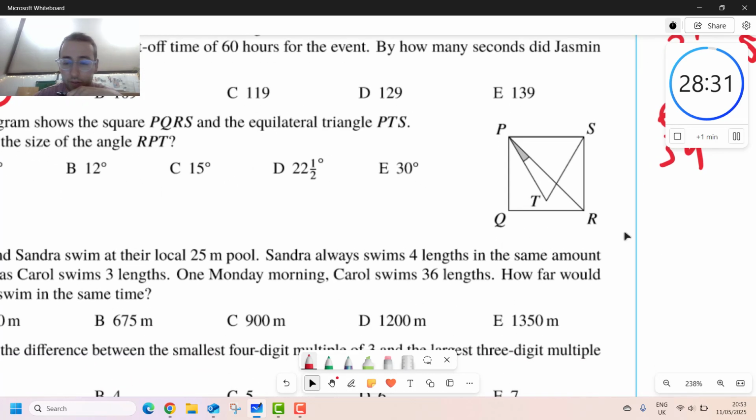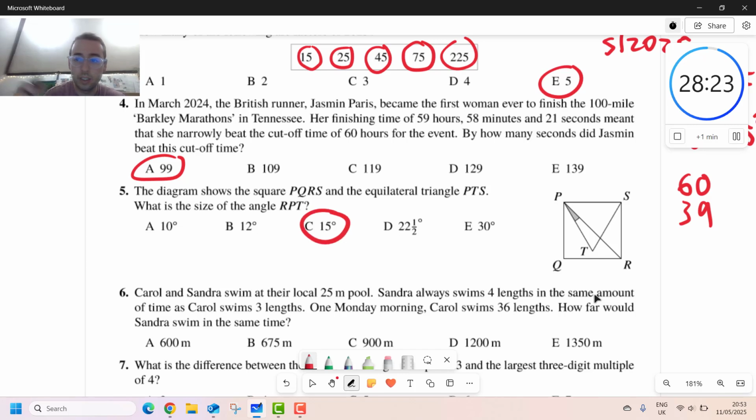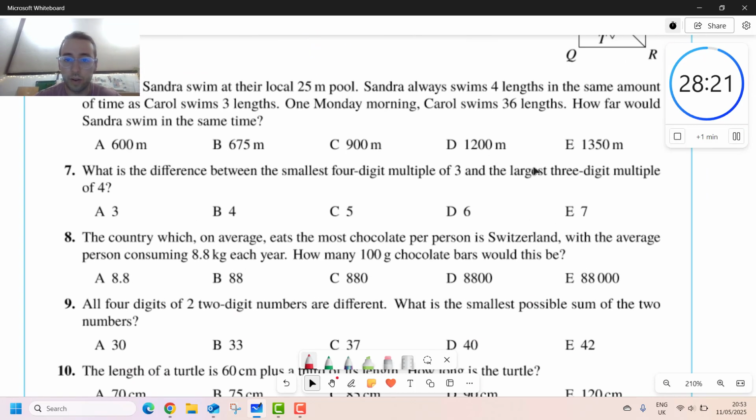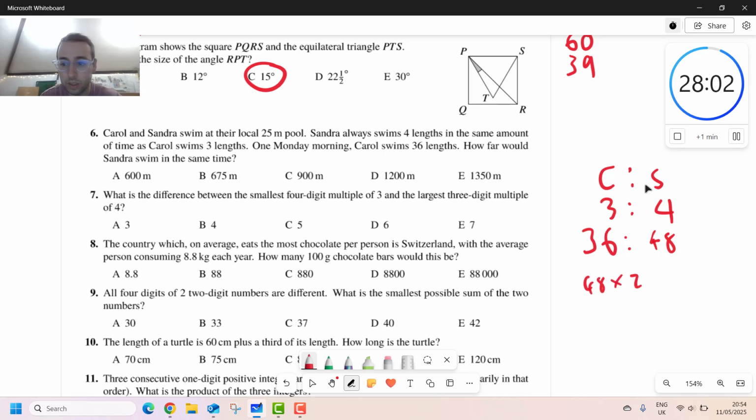Equilateral triangle, what's the angle of RPT? 45, 60 minus 45 is 15. We're speeding. Okay, so the local 25-meter pool, we said 4 minutes, same amount of time, that's 3. Carol. So Carol to Sandra is 4 to 3, so that's 36 to 12, 48, and then it's 48 times 25, which is 24 times 50, which is 12 times 100, 1,200.